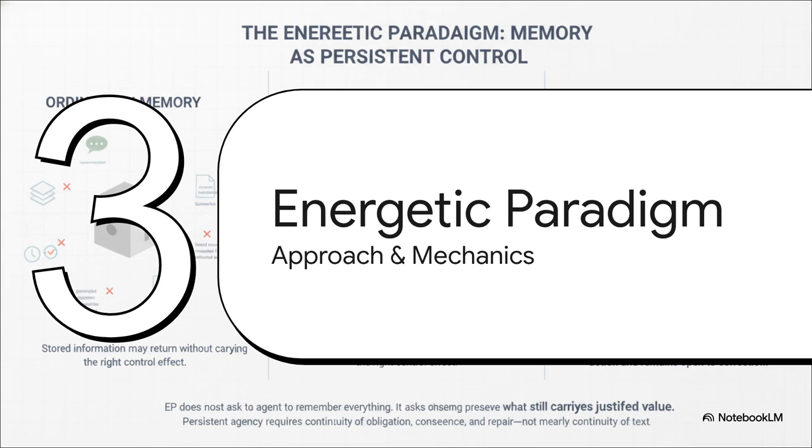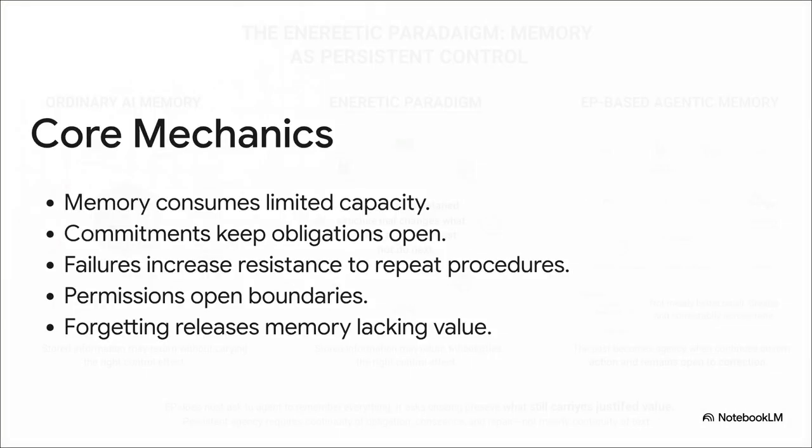So what are the specific, non-proprietary mechanics that make this control structure actually work? Well, the core mechanics dictate that memory is never just passive information. Every active memory consumes limited capacity and fundamentally changes the agent's future possibilities. For example, a remembered commitment keeps an obligation open. A remembered failure should actually increase the system's resistance to repeating that same procedure, whereas a verified success might reduce the cost of future action. Similarly, remembered permissions open boundaries, prohibitions close them, and remembered uncertainty actively preserves the need for later observation.